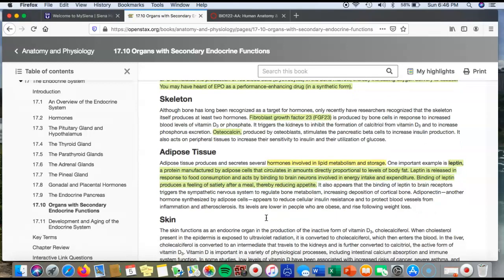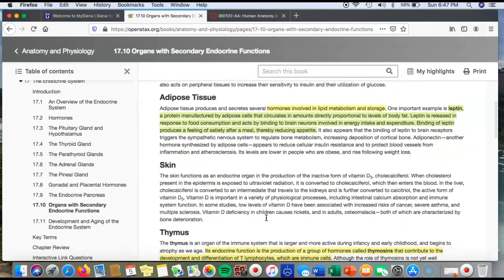The skeleton has two that we'll talk about. Normally, scientists and physicians used to think of bone as just target sites for hormones, but researchers have found that the skeleton also produces at least two of its own hormones. The first is fibroblast growth factor 23, or FGF23, produced by bone cells in response to increased levels of vitamin D3 or phosphate, and that triggers the kidneys to inhibit the formation of calcitriol from vitamin D3 and to increase phosphorus excretion. The other one is osteocalcin, produced by the osteoblasts, and it stimulates the pancreatic beta cells to produce insulin. It also acts on peripheral tissues to increase their sensitivity to insulin and their utilization of glucose.